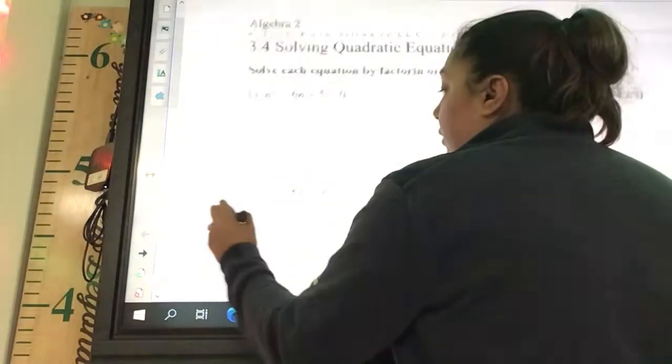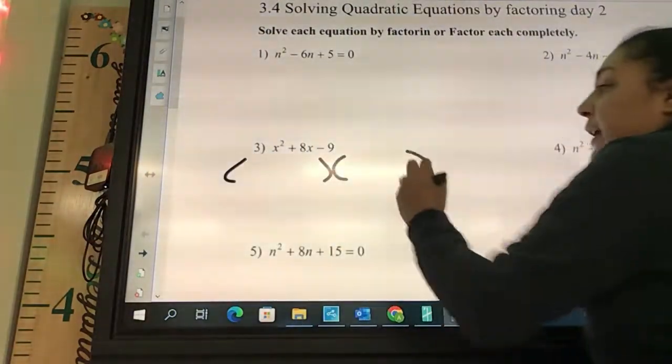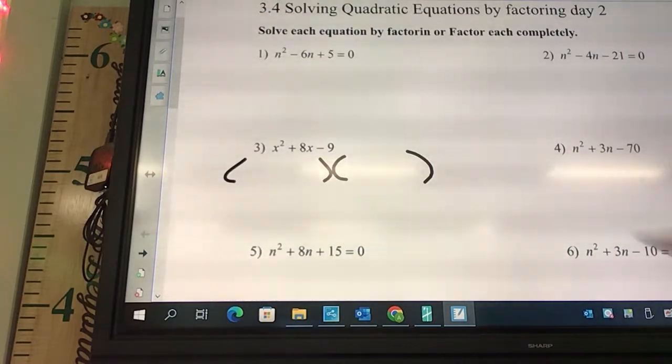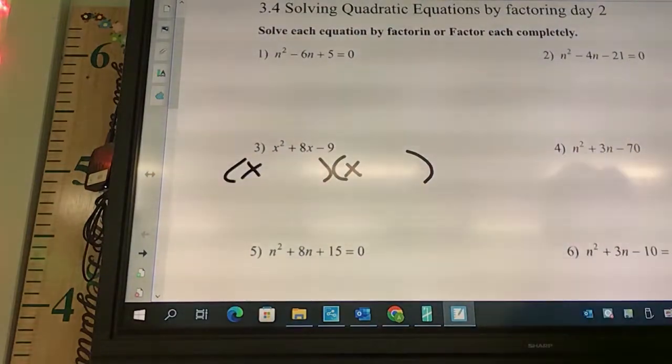We did yesterday. Okay, so the steps are as follows. You draw your two parentheses. Okay, you would draw your two parentheses, and then what? What would be our next step? Put the x's, right? There's two x's right here. It says x squared, so we're going to say x and x.